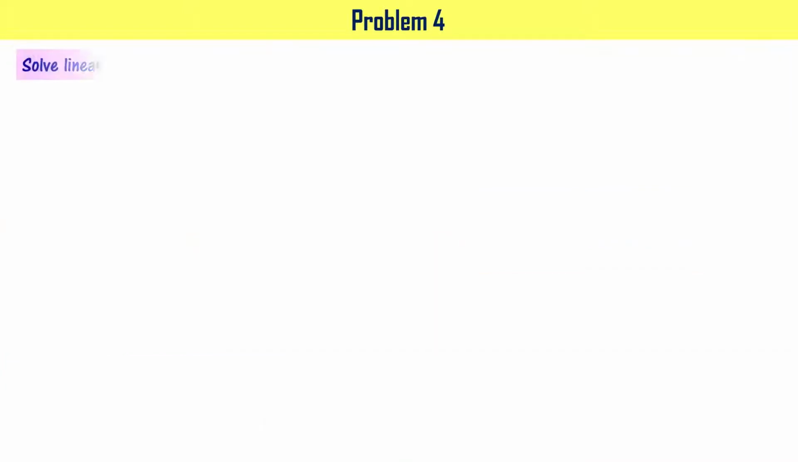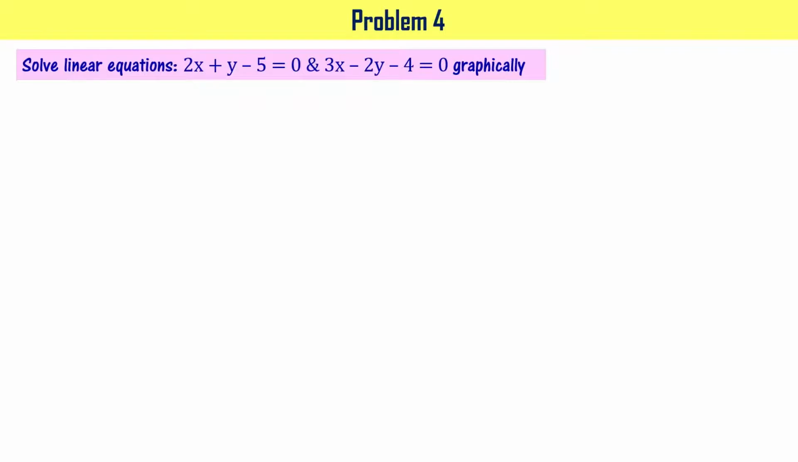The next problem is: solve the linear equations 2x plus y minus 5 equal to 0 and 3x minus 2y minus 4 equal to 0 graphically. This is a very important question. Every year you will get one question from this kind of problem. Graphical solution of a pair of linear equations in two variables.